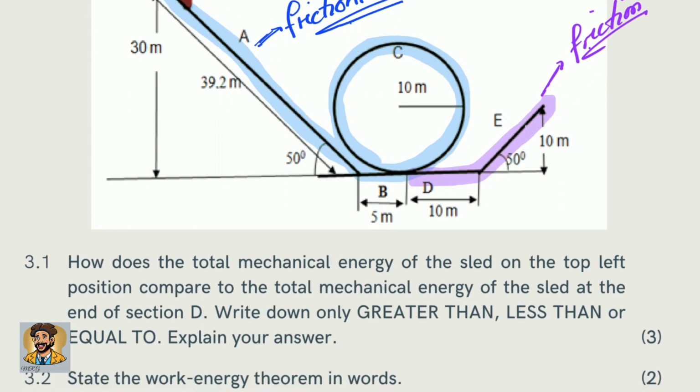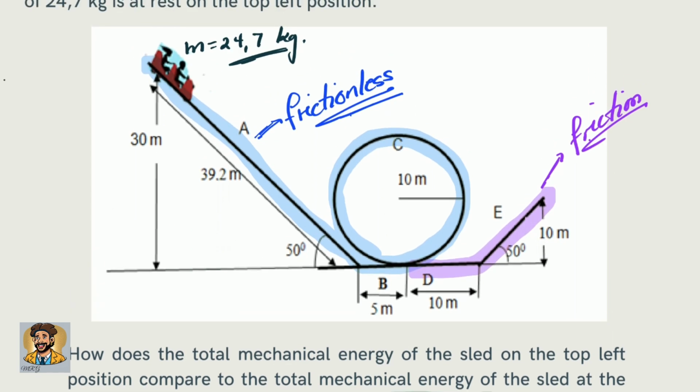Let's go to the question. How does the total mechanical energy of the sled at the top left position compare to the total mechanical energy of the sled at the end of section D? Write down greater than, less than, or equal to, and explain your answer. And the answer is going to be greater than. But now, why is the mechanical energy at the starting point greater than at the end of section D?